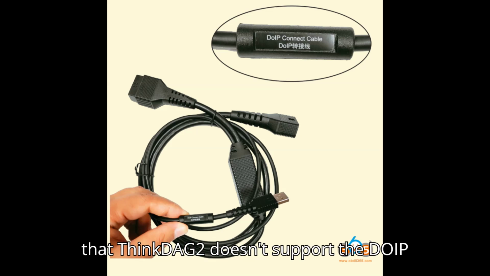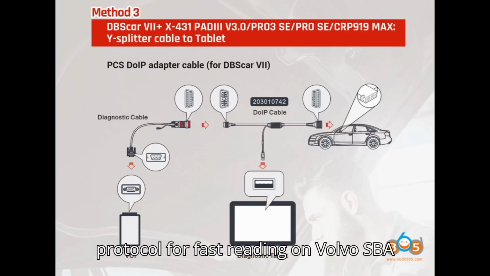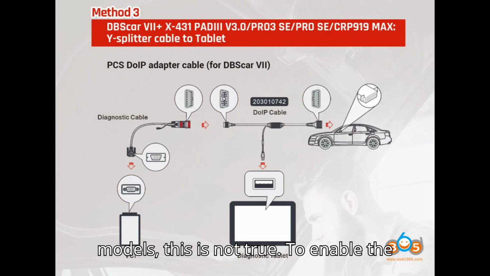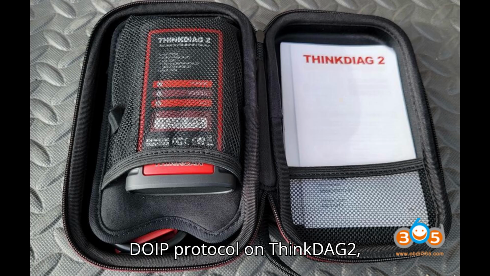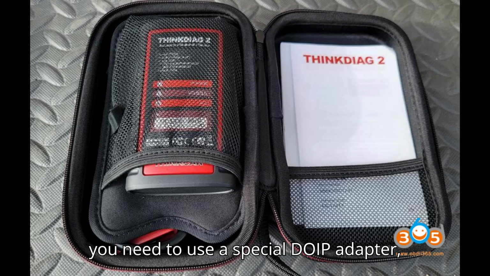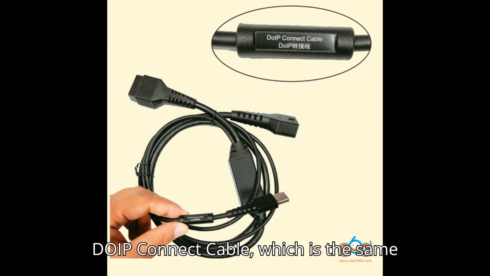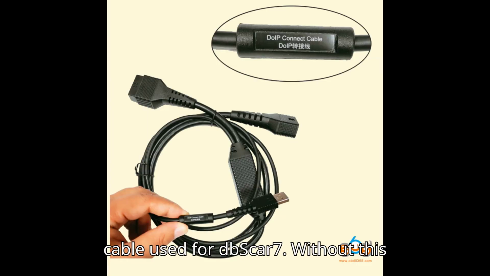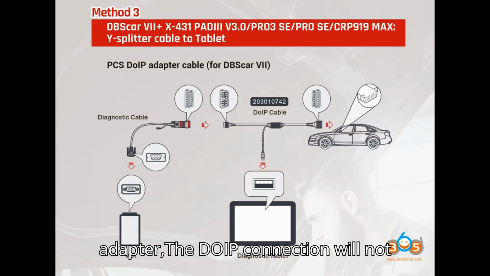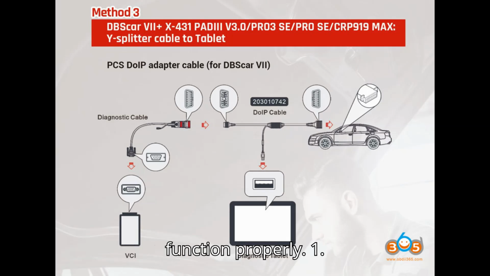While there's a misconception that Thinkdiag2 doesn't support the DoIP protocol for fast reading on Volvo SPA models, this is not true. The solution. To enable the DoIP protocol on Thinkdiag2, you need to use a special DoIP adapter, DoIP Connect cable, which is the same cable used for DBScar VII. Without this adapter, the DoIP connection will not function properly.